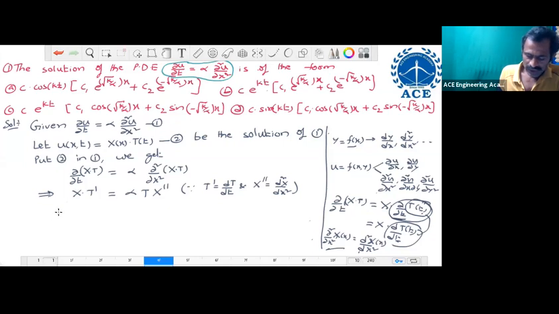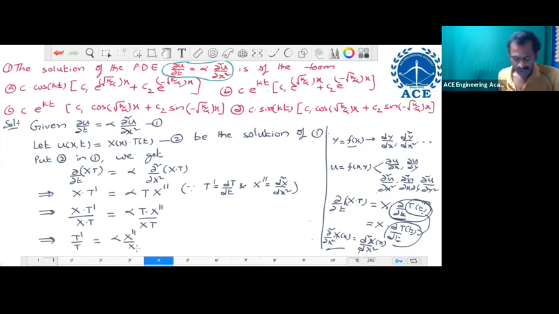Now, the next step is we divide both sides by the product X into T, which implies X into T dash divided by X into T equals alpha into T into X double dash by X into T. Now after simplification, this becomes just T dash by T equals alpha into X double dash by X. So variables are separable. All T's are on one side, all X are on one side. According to our next step, we equate this to some constant k only.